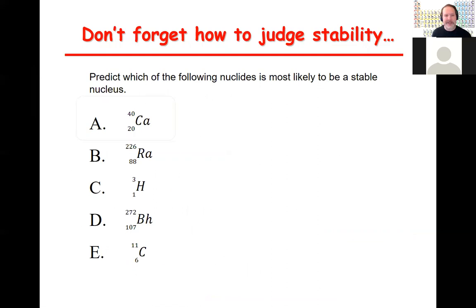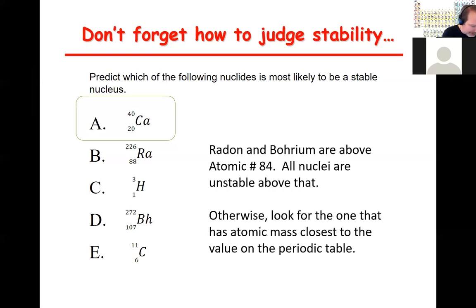Pause the video and make your selection. All right, hopefully you picked calcium. What, you may say? But I thought carbon was really stable. Well, look at the isotope and look at the isotope mass. So 40, that's really close to the mass on the periodic table. Why do we have to worry about that? Well, the mass on the periodic table is the sum of all the stable isotopes.